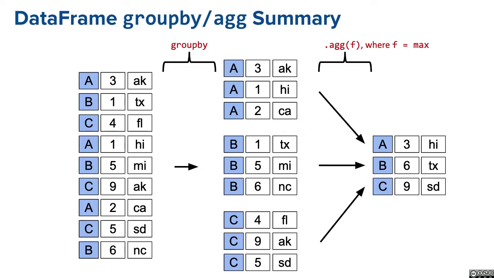It'll also apply to all additional columns in this data frame. So we have A, K, high, and CA. Taking the max of a set of strings, we'll get back the string that comes last alphabetically. And so we'll get back high here. Similarly, we'll get back TX here. It'll be a little more clear when I work through some examples, but I did want to show you this diagram so you can get a sense of what's happening. All right, let's go through a demo.